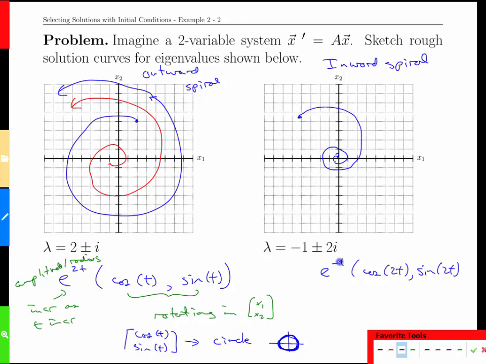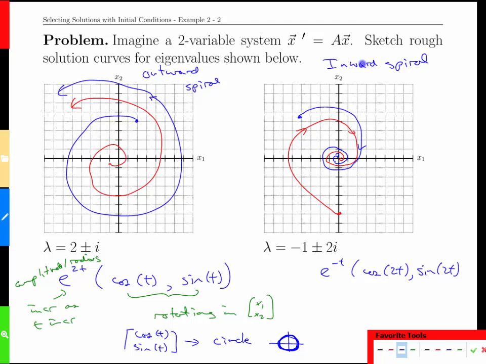As time goes on, we're using a smaller and smaller multiple of this cos and sine, and so we end up heading towards the origin in the long run. And if we started somewhere else out here, say, we would end up following inside that other spiral somehow. Again, heading inwards over time.